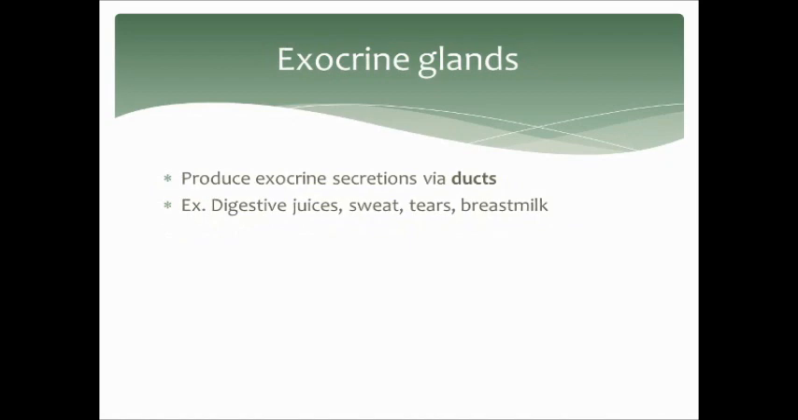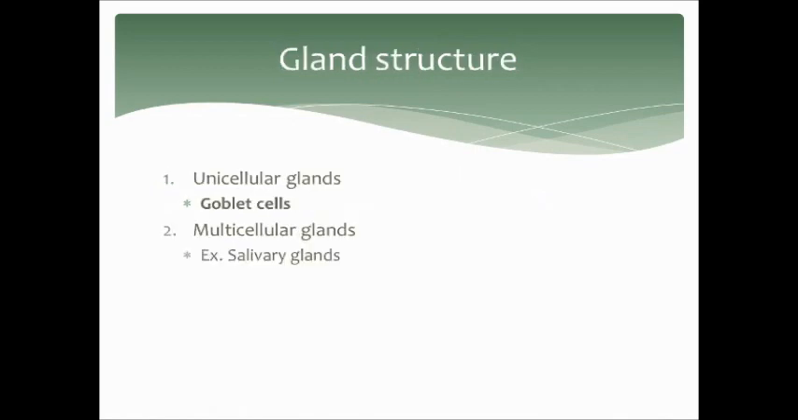Exocrine glands are going to produce exocrine secretions via ducts. Some examples are digestive juices and enzymes, sweat, tears, and breast milk. Glands can be unicellular or multicellular. Unicellular glands primarily have goblet cells, which produce mucus through a protein called mucin, and multicellular glands are going to produce larger products like saliva from salivary glands.